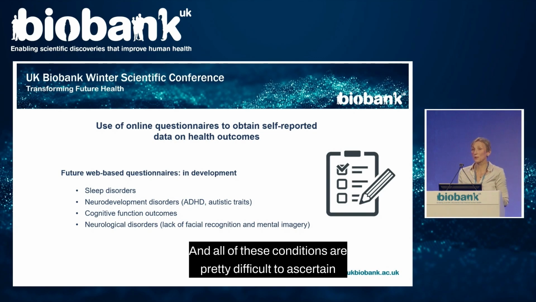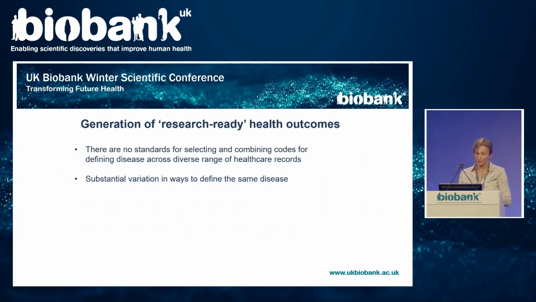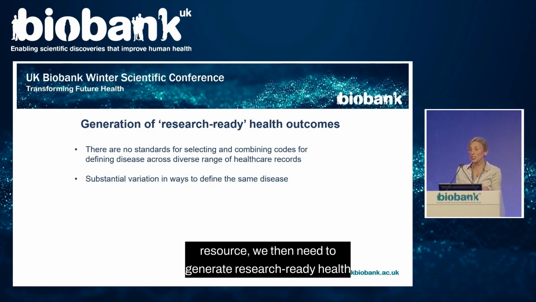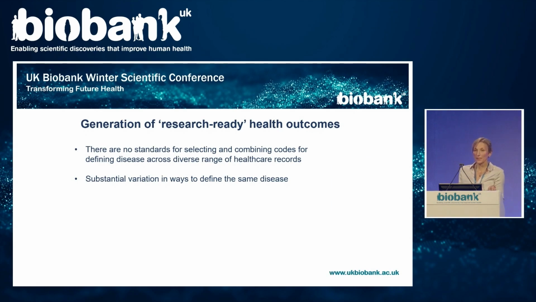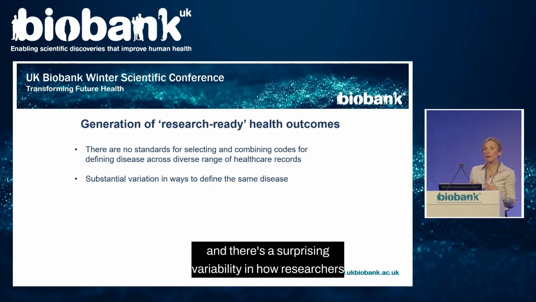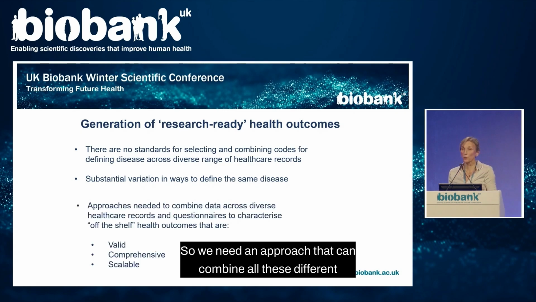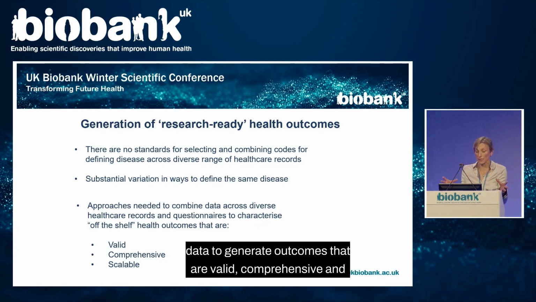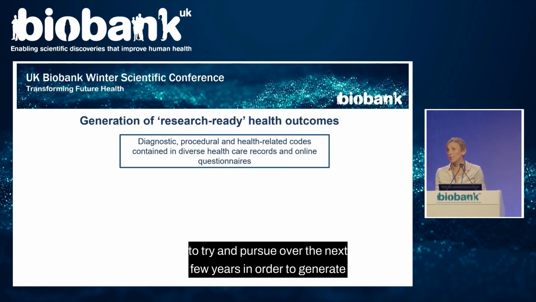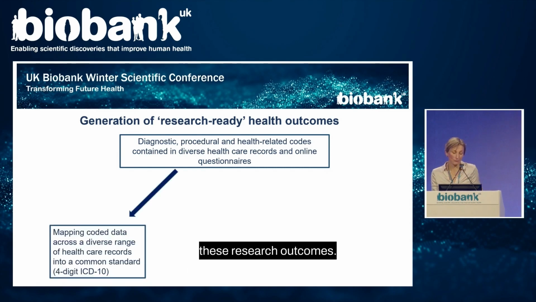And all of these conditions are pretty difficult to ascertain through linkage. Once we have all of these extra data incorporated into the resource, we then need to generate research-ready health outcomes. Currently, there are no standards for selecting and combining different codes across the healthcare records, and there's a surprising variability in how researchers define the same disease. So we need an approach that can combine all these different data to generate outcomes that are valid, comprehensive, and scalable. There are three main avenues that we want to pursue over the next few years in order to generate these research outcomes.